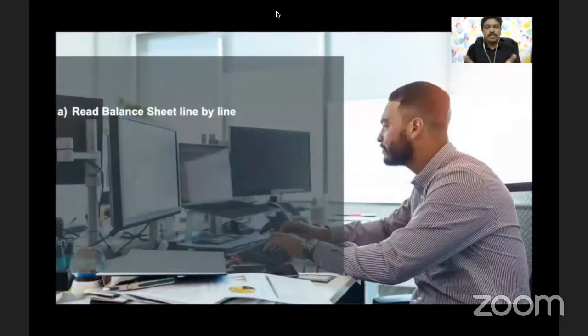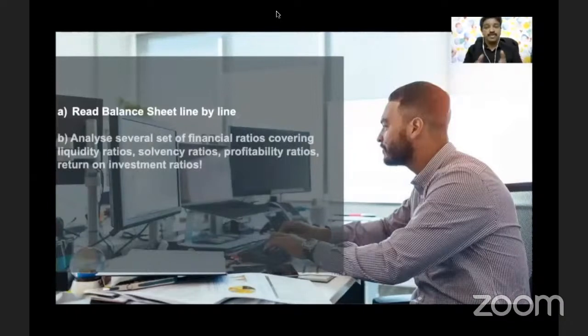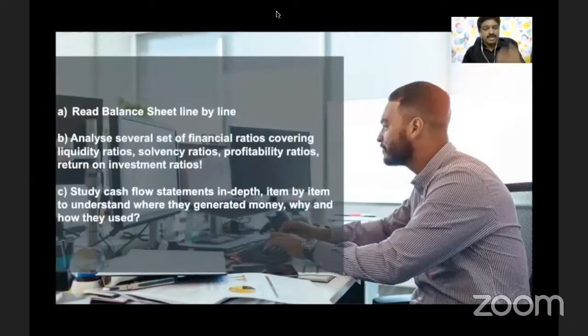you do the credit appraisal, when you do the financial analysis, you have to read the balance sheet line by line. You should focus or put your attention on every item in the balance sheet. You have to analyze various sets of financial ratios. There will be liquidity, solvency, profitability, return on investment ratios, various sets of ratios. Then you have to study the cash flow statements in depth. You have to focus on item by item.